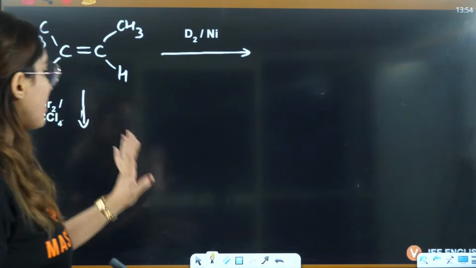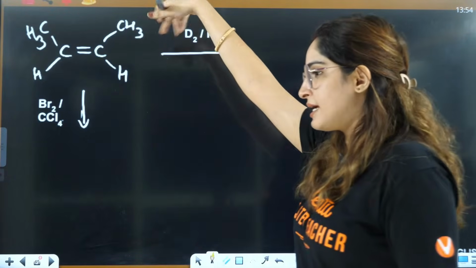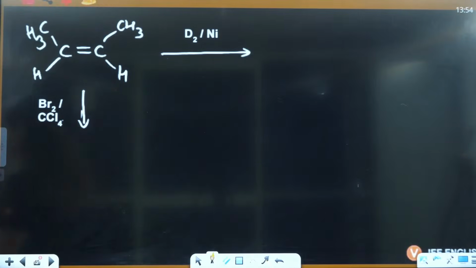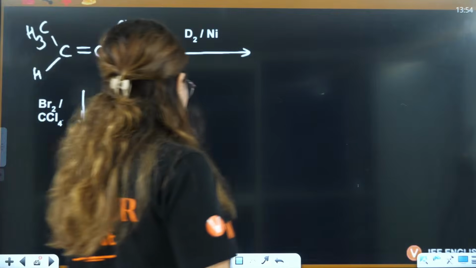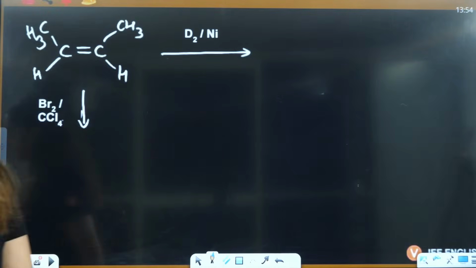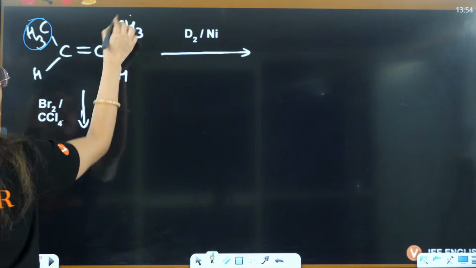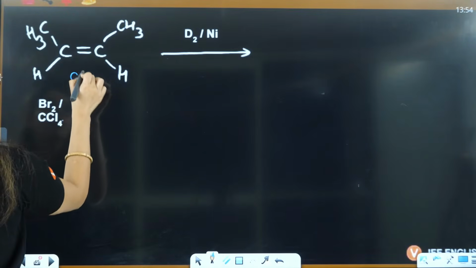So if this kind of question is asked to you, tell me guys, is this cis or trans? Everybody in the chat box. What do you call this? Cis or trans? Not that tough a question I have asked. Cis, right? This is on the same side, so this will be called cis.